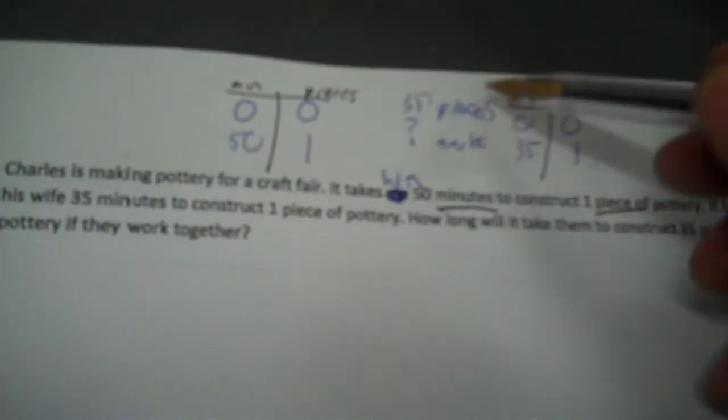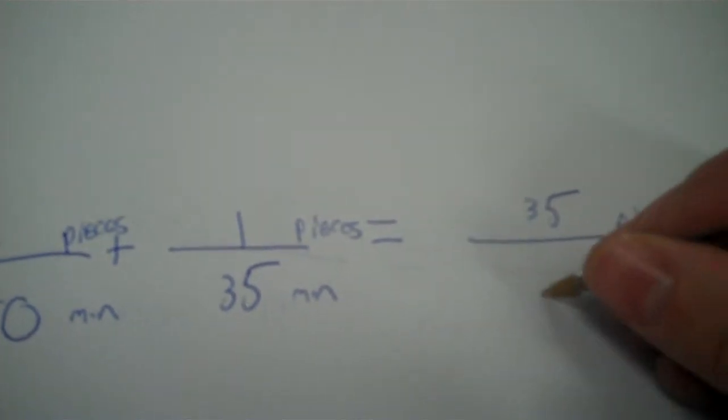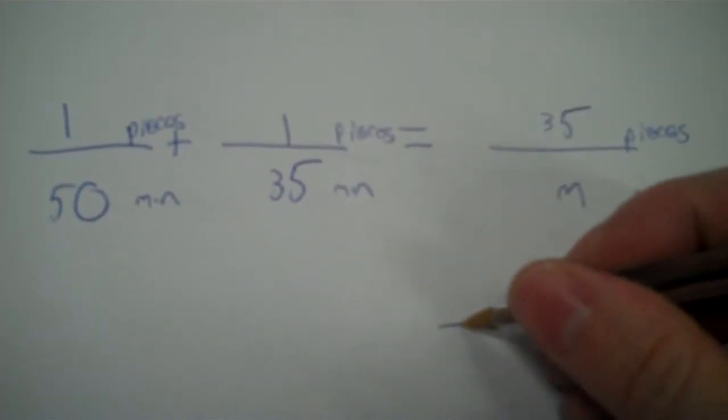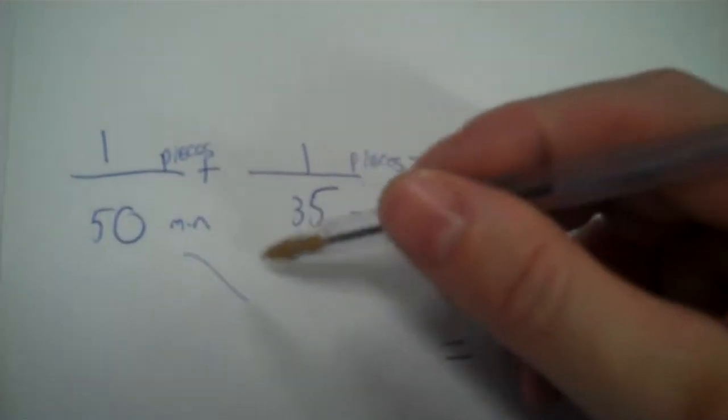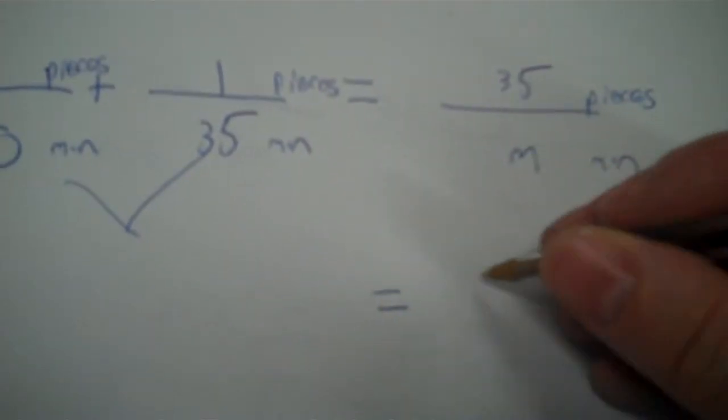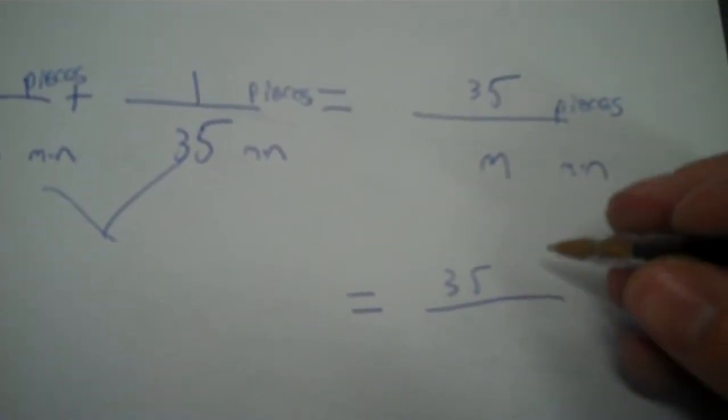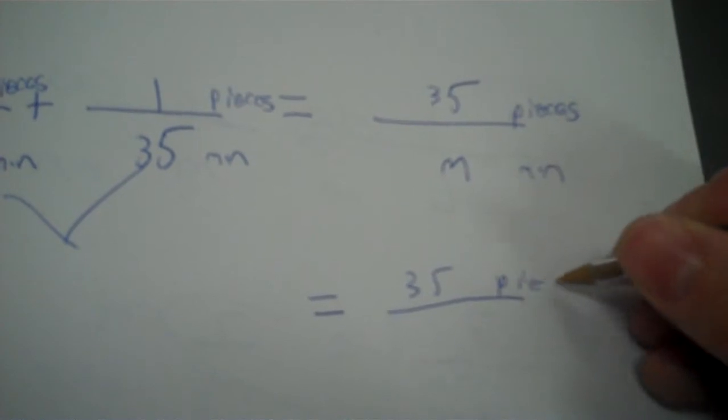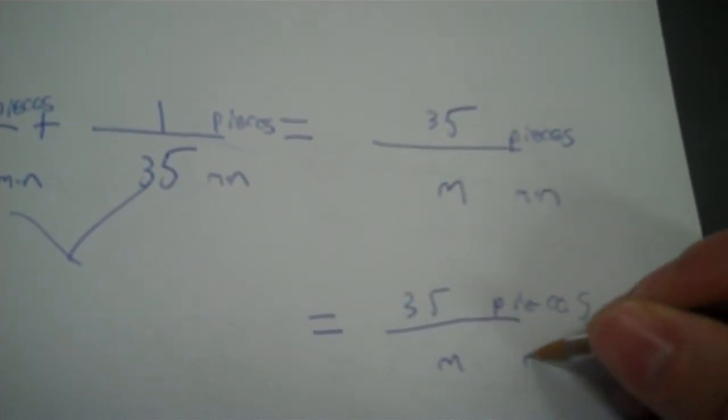Okay, so you've got one piece, 50 minutes. One piece, 35 minutes. Together we've got 35 pieces, and I don't know the minutes. You can put X, you can put M, it doesn't really matter. So we have to simplify this side, okay? We know we have 35. When they work together, they have 35 pieces, and we don't know how many minutes, M minutes.